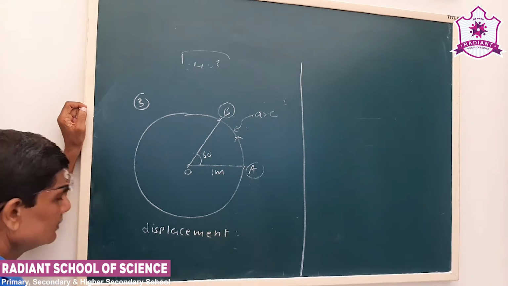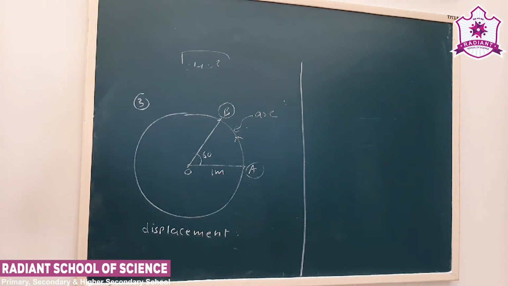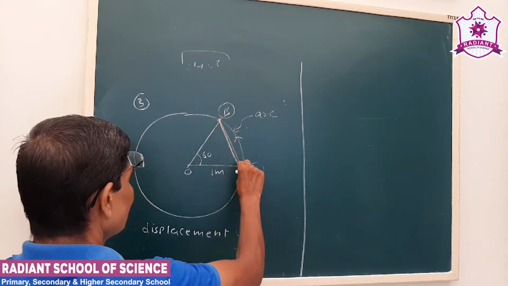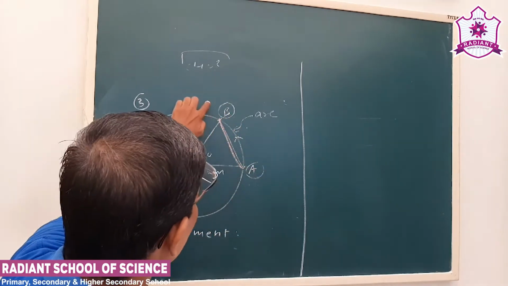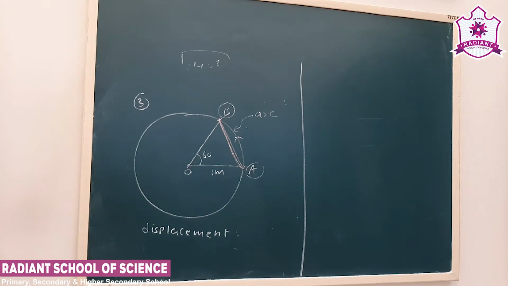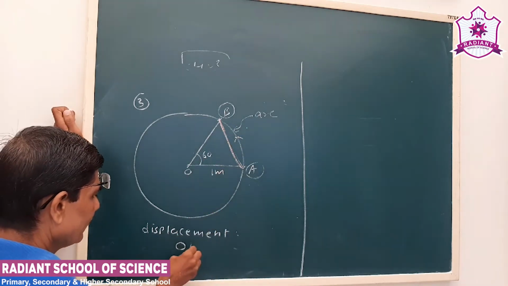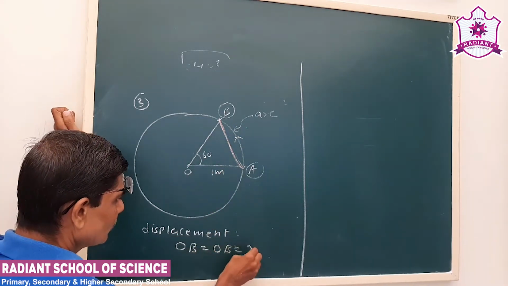Now, as I told, displacement is the shortest distance. You studied about the chord of the circle. So this line joining A and B is the shortest distance. Now see from the geometry of the figure, OA and OB are radii, so each will be 1 meter.